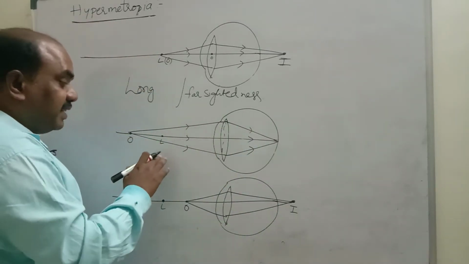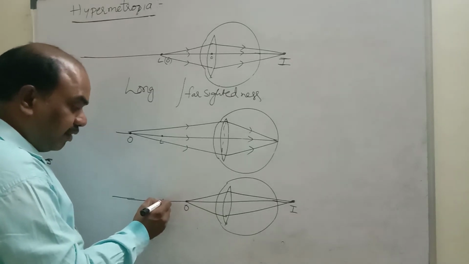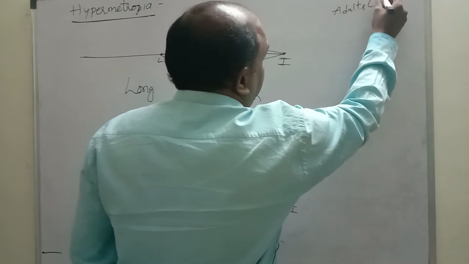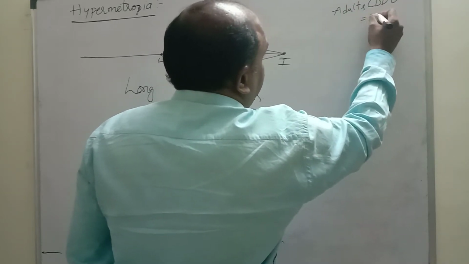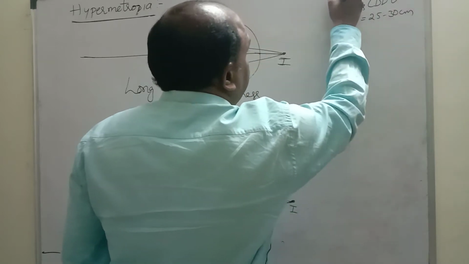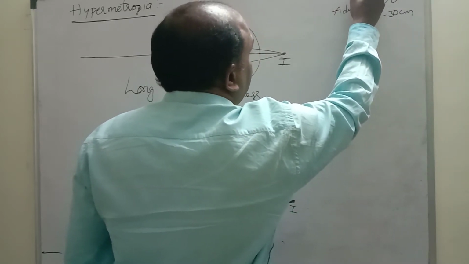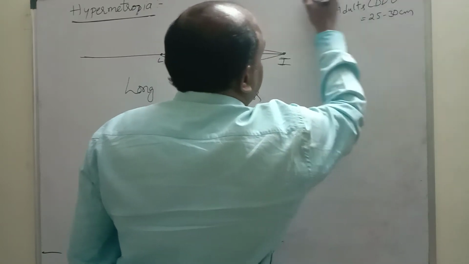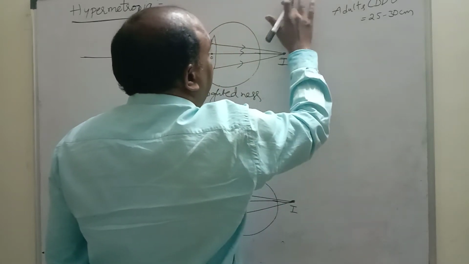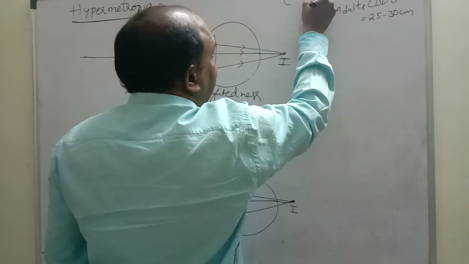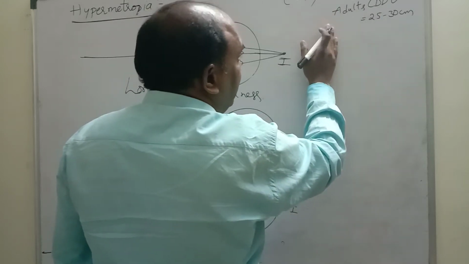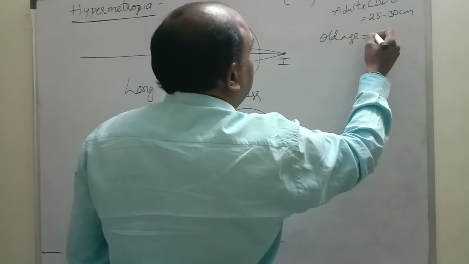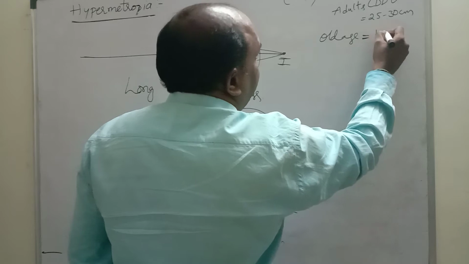Let us consider the LDDV for a normal person. What is an adult's LDDV? An adult's LDDV is 25 to 30 centimeter. For young children, LDDV is 7 to 8 centimeter. Who are young children? Below 10 years. Above 10 years and below 50 years, we call them adults. Old age people means above 50. Their LDDV is 1 meter to 2 meter.